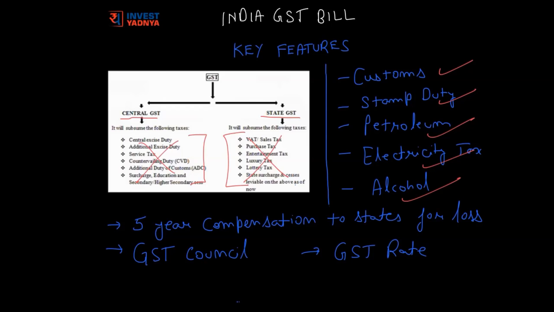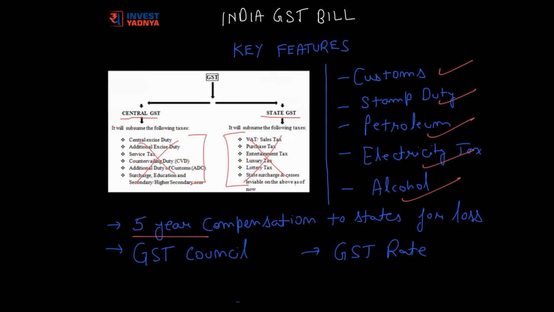Since this tax is applied at consumption side and not at manufacturing side, there will be few manufacturing states like Tamil Nadu, Gujarat, Maharashtra which will have losses once GST gets implemented, and therefore the central government will pay compensation to all those states for losses for up till 5 years.